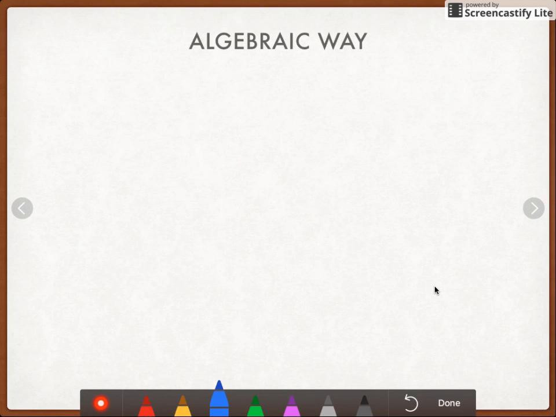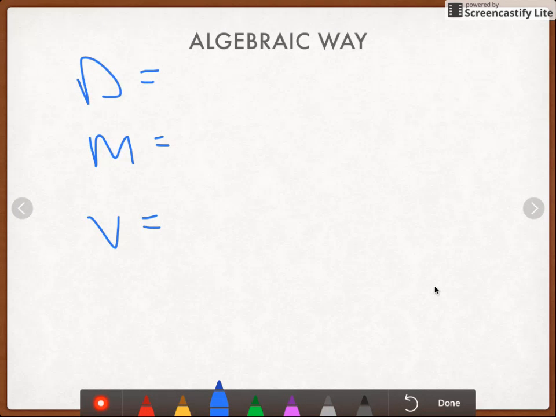Now, when you do problems like this, it's going to give you two of either D, M, or V, and you've got to find the third one. So to solve this algebraically, say we're looking for D, then we already know that D is equal to M over V. All we do is take the mass divided by the volume, and we're good.